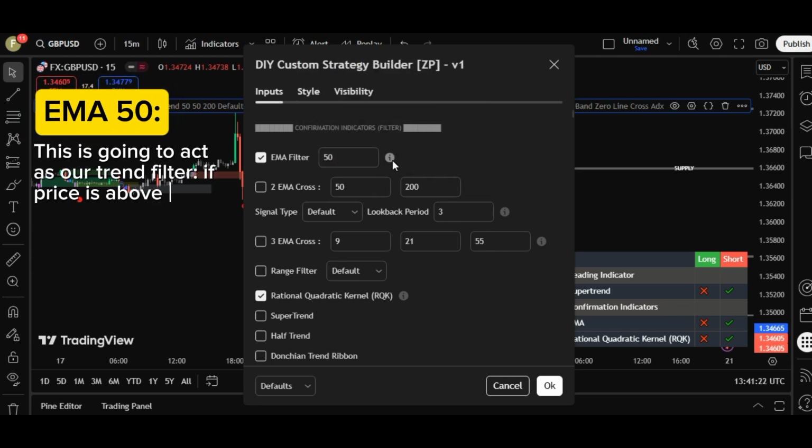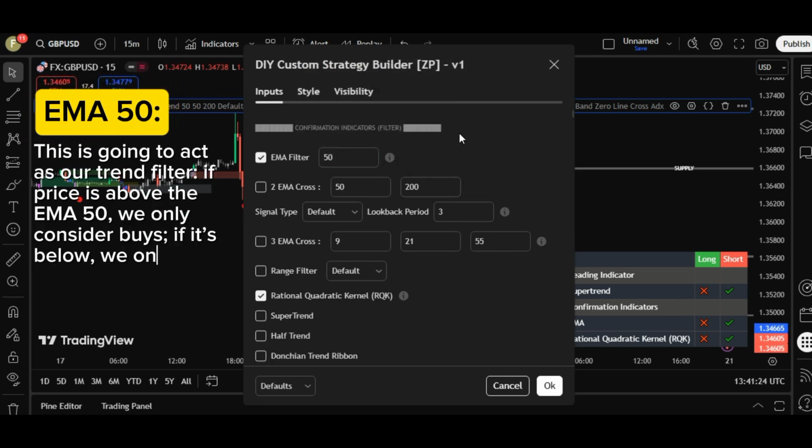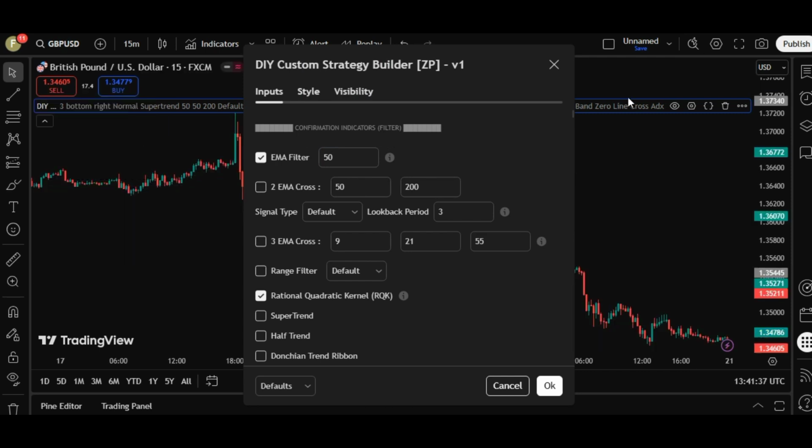If price is above the EMA 50, we only consider buys. If it's below, we only consider sells. This makes sure we're not trading against the bigger picture.